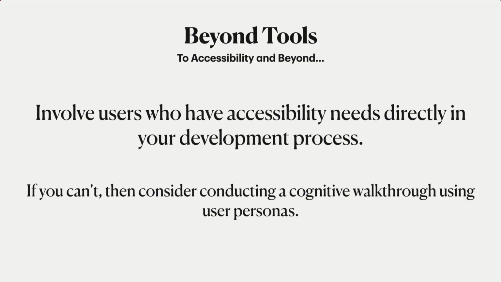Alright, tools are helpful, but let's talk about what best practice actually looks like when it comes to building accessible software. The gold standard, and this is widely agreed upon in the accessibility community, is to involve users who have accessibility needs directly in your development process. This means more than just testing with them at the end. Ideally, you're including these users during requirements gathering and specifications, so that accessibility needs are informing design decisions from the very beginning rather than being retrofitted later.